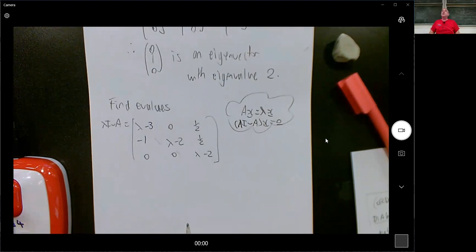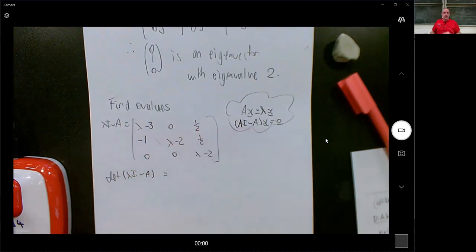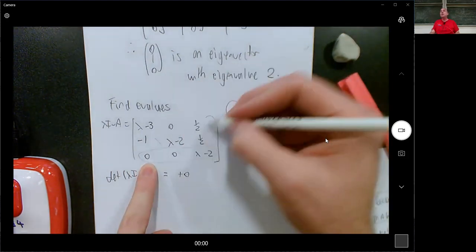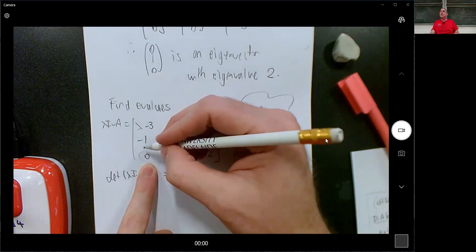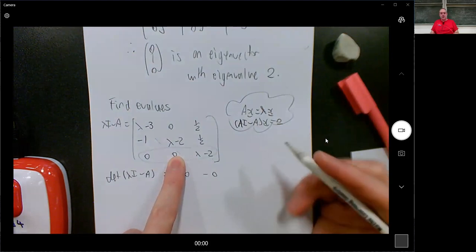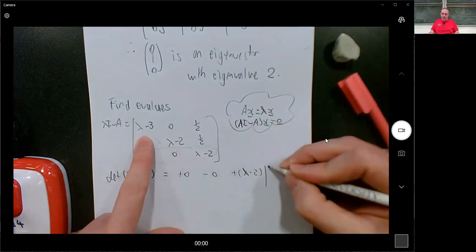And I need the determinant of that matrix. So what I'm going to do is pick the row or column with the most zeros in it. Doesn't really matter which one. I could pick this row or I could pick this column. Doesn't matter. I choose this row. And so it'll be plus minus plus 0 times a determinant. But I don't care what that is because it's going to be times 0. Minus 0 times a determinant, but I don't care what that is because it's times 0. Plus lambda minus 2 times the determinant of the matrix that's left over.